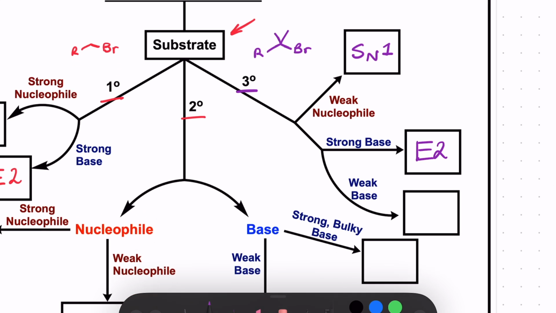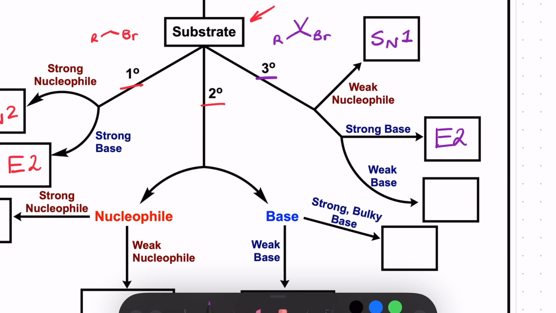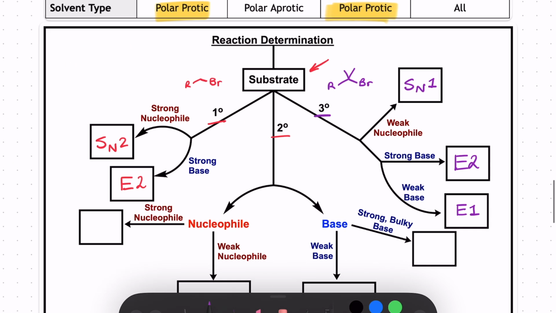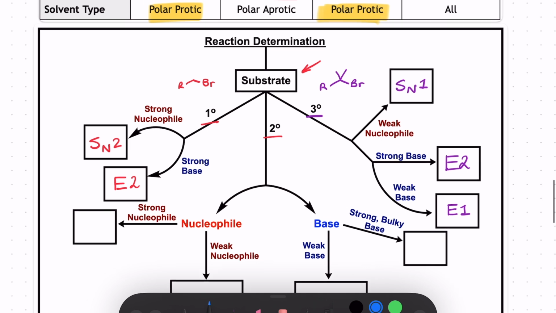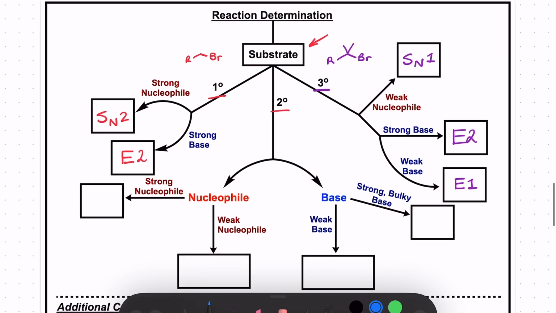All right, and lastly, if I have a tertiary alkyl halide with a weak base, what kind of reaction do you expect then? Yeah, E1. So notice for tertiary, there is no SN2. SN2 does not occur with tertiary substrates.